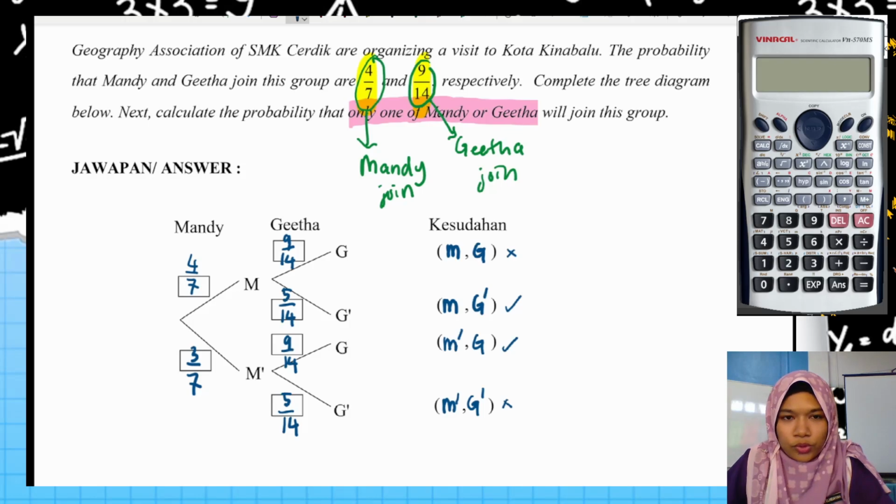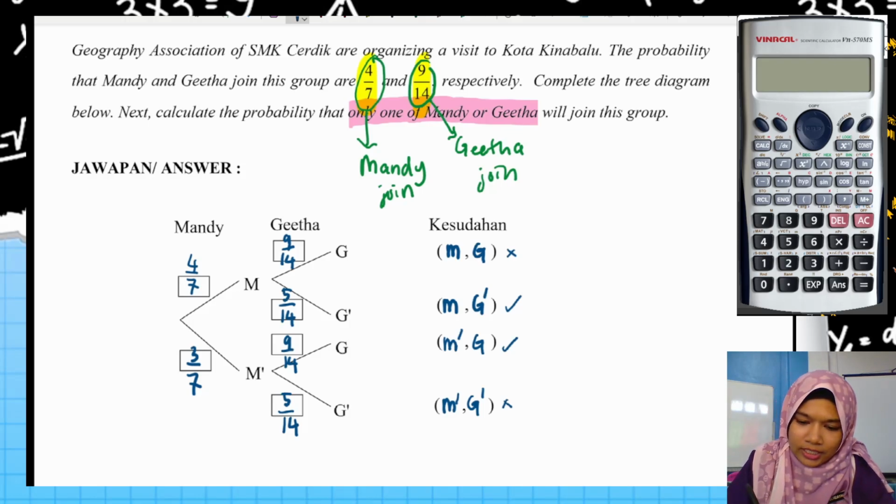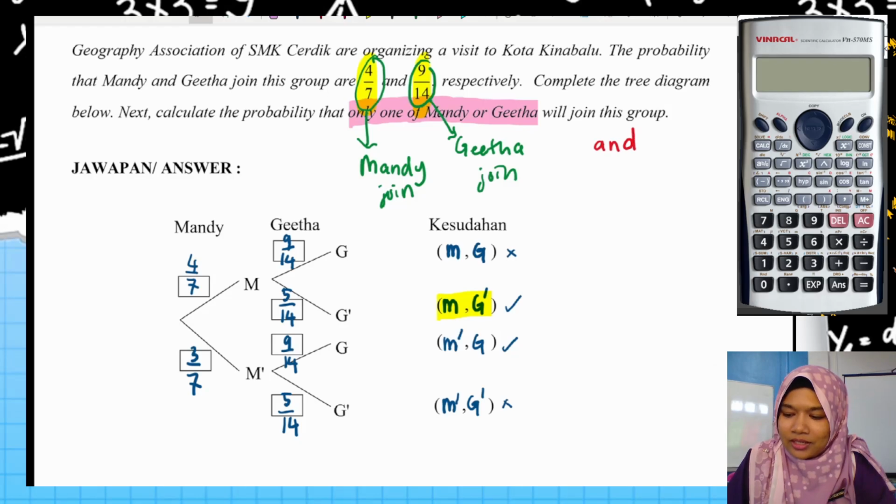Okay. So, how to calculate the probability? Kita tengok sini. Kita ada here is Mandy join and Gita not join. So how to get the probability? Mandy join and. Tadi cikgu dah kata and. Kalau dalam bahasa is darab. Alright. And is darab.